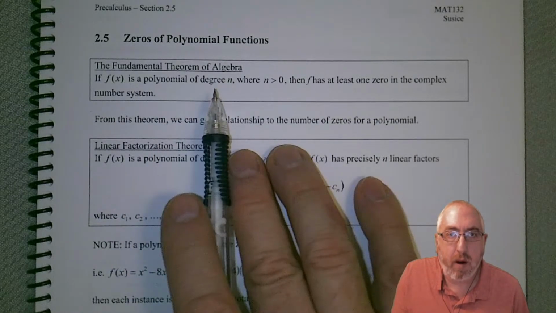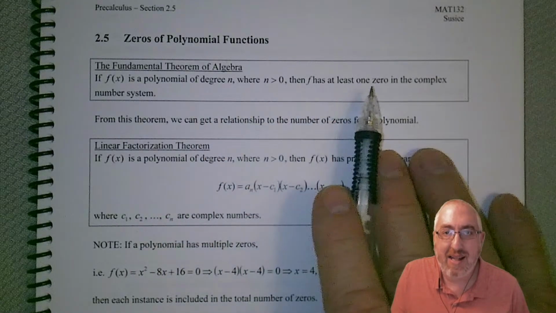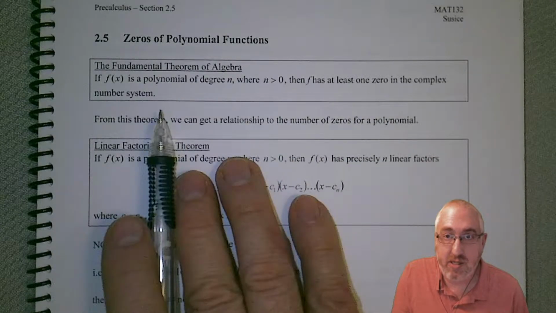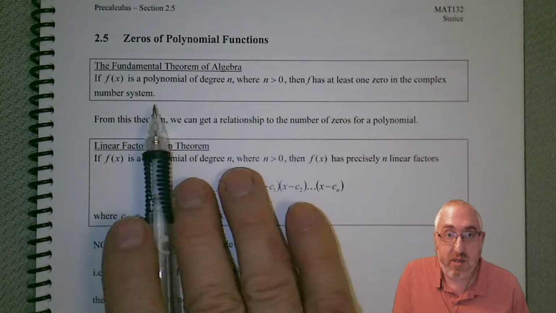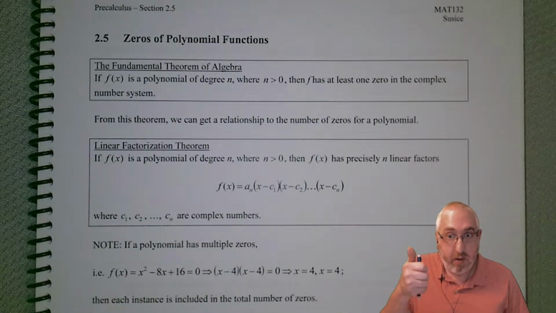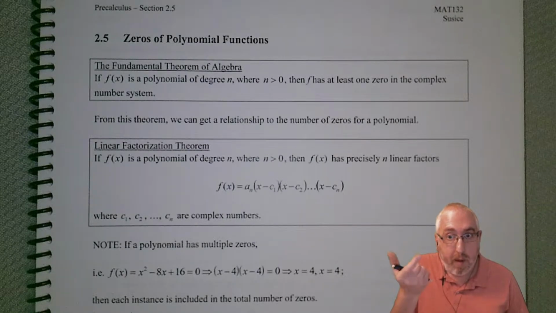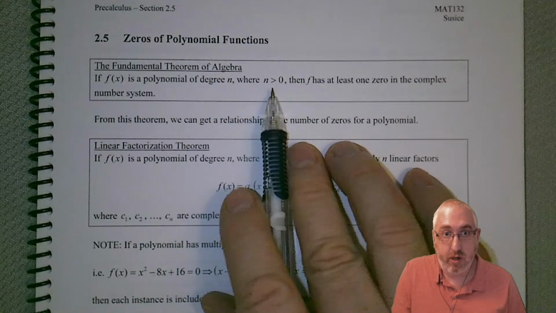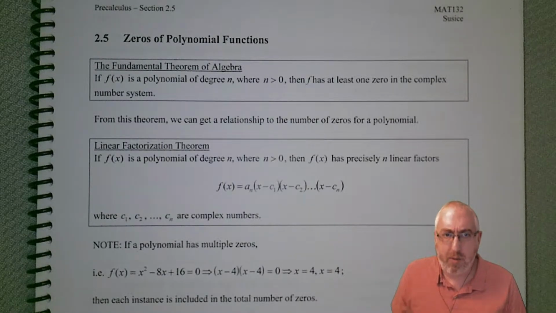is a polynomial of degree n, where n is greater than 0, then f has at least one 0 in the complex number system. Keep in mind that the complex number system means it could be fully real, a real 0, it might be imaginary, or it might be a combination of real and imaginary. But there should be at least one for any polynomial of degree n, where n is greater than 0. Now let's put that into a more understandable perspective.